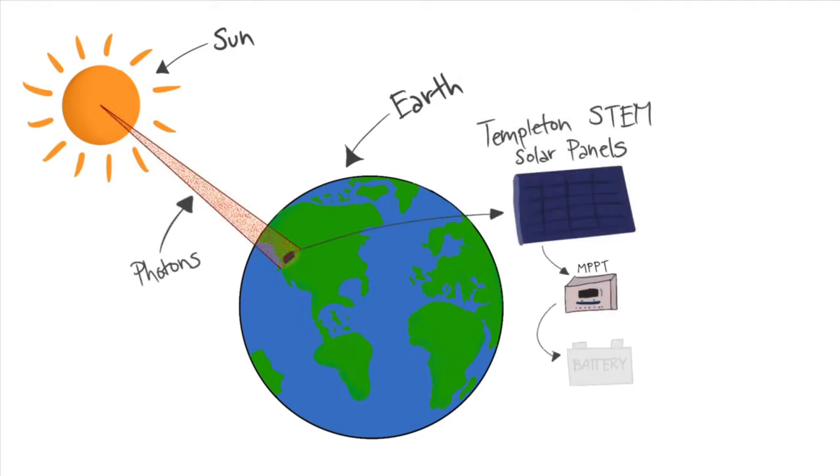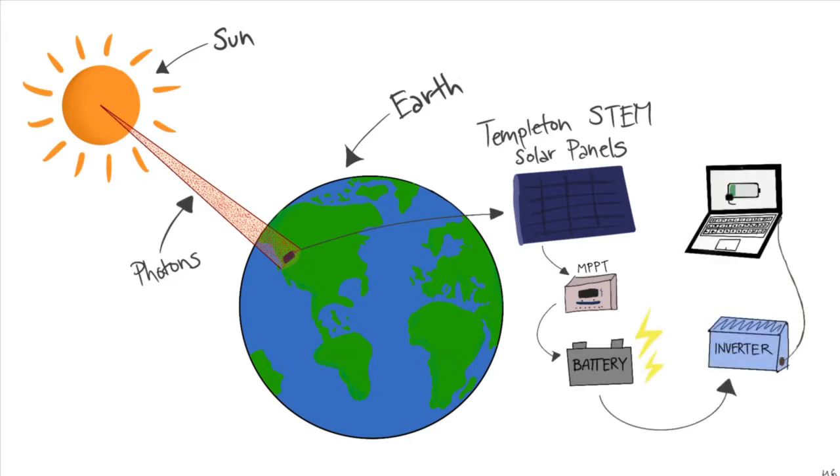In this video, we will describe the process that energy takes through a solar system from photon to electron to battery and to finally charging a laptop.